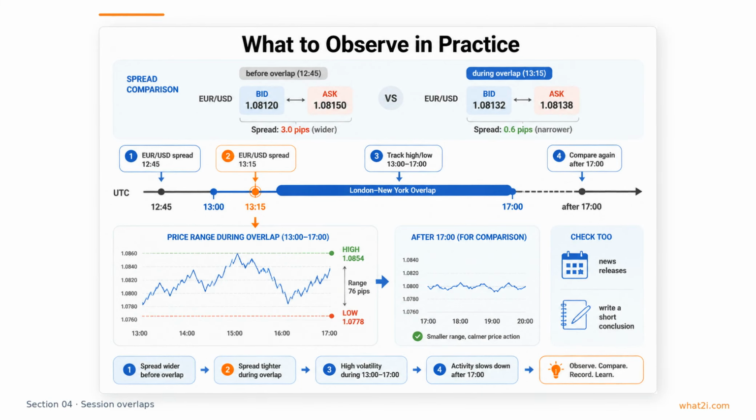After 17:00 UTC, compare spreads and price activity again once London has closed. This gives you a direct before, during, and after view of how conditions change. Add a note about whether any economic releases occurred, since news may explain part of the difference. Over time, this kind of observation builds practical timing awareness instead of just theoretical knowledge.